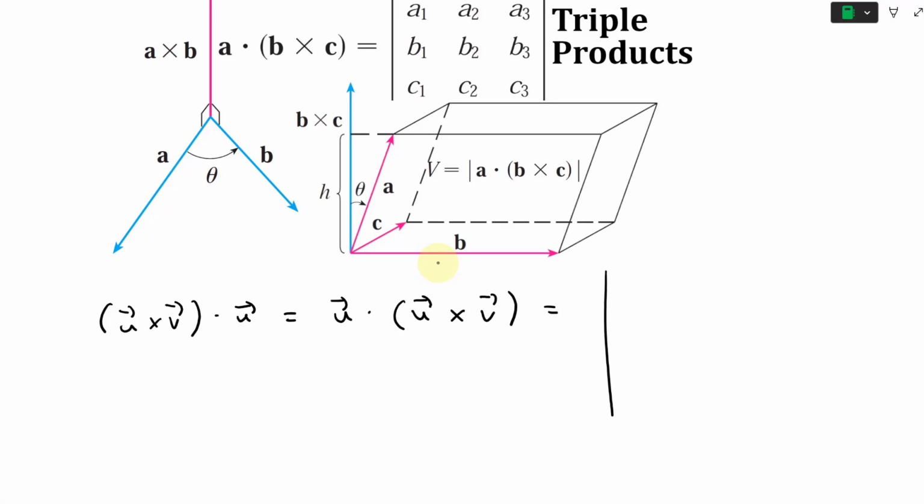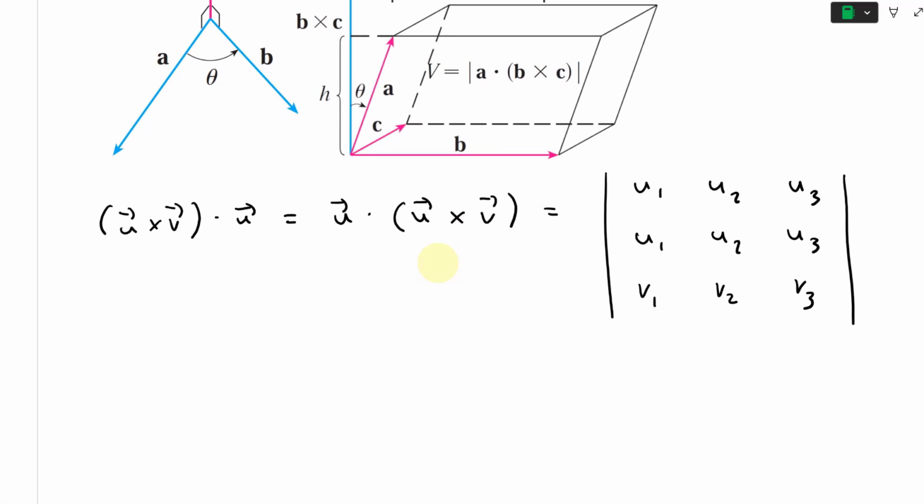This is going to equal u. Let's just say it's in 3 dimensions, so u1, u2, u3, and then put this all in scalar triple product determinant format. And v1, it's still u actually, so it's still u1, u2, u3, and then v1, v2, v3, like that. So that's what we have.